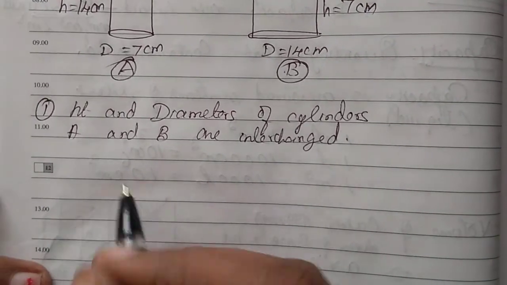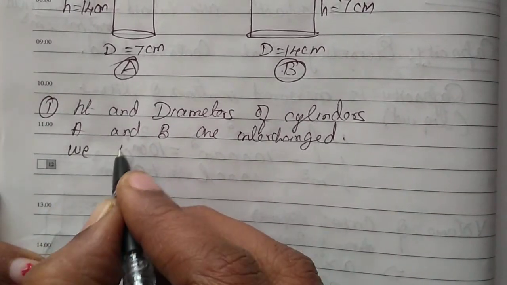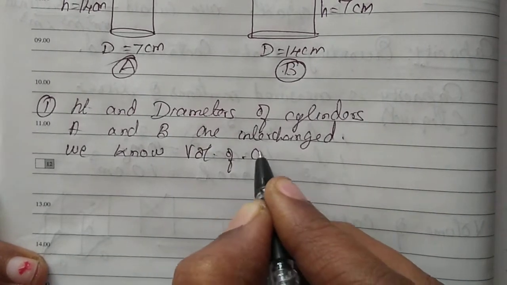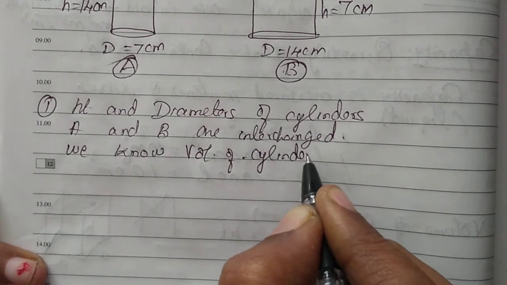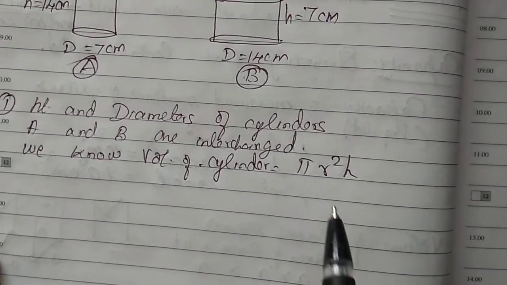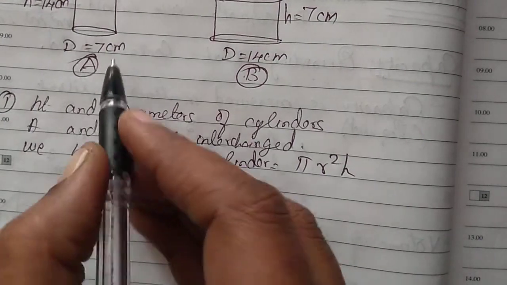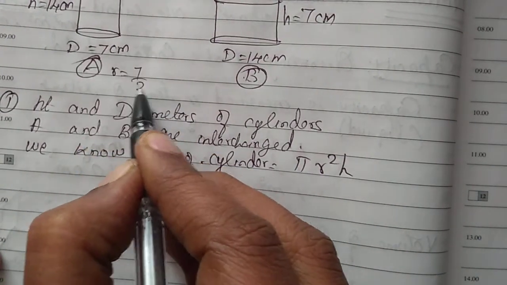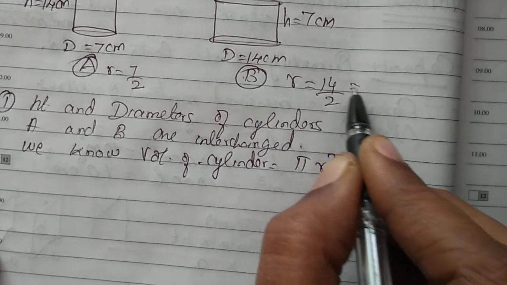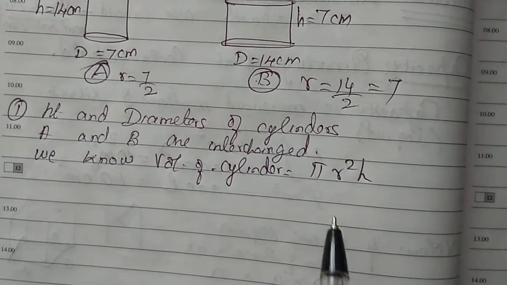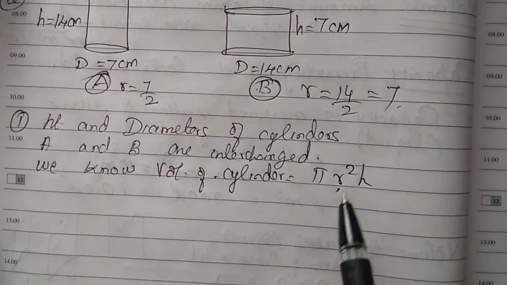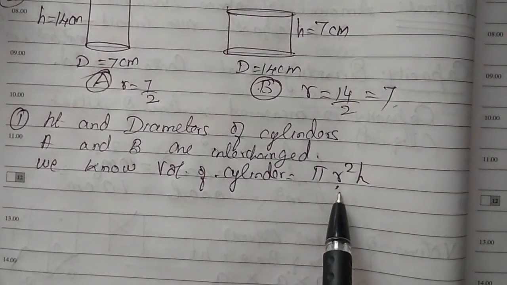Now, what is the volume of a cylinder? We know the volume of a cylinder is pi r squared h. Now here in the first diagram r is 7 by 2 and here r is 14 by 2, which is 7. So when you square the radius, the one which has greater radius will have more volume.